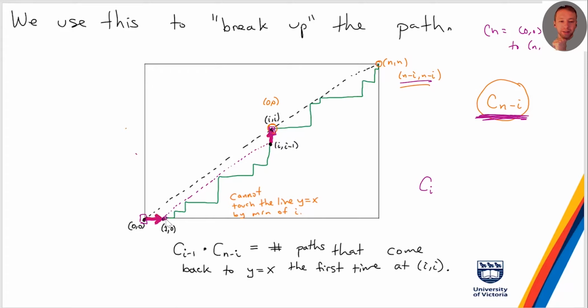And now, how many paths go from (1, 0) to (i, i-1) without crossing this line? So this is the line y equals x minus 1. And if you think of shifting this whole thing to the left, you can see it's the same as the number of paths that go from (0, 0) to (i-1, i-1) that don't cross y equals x.